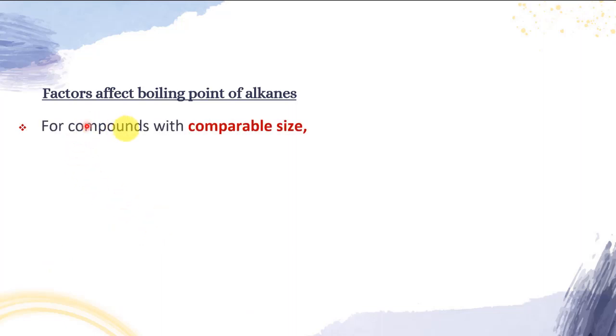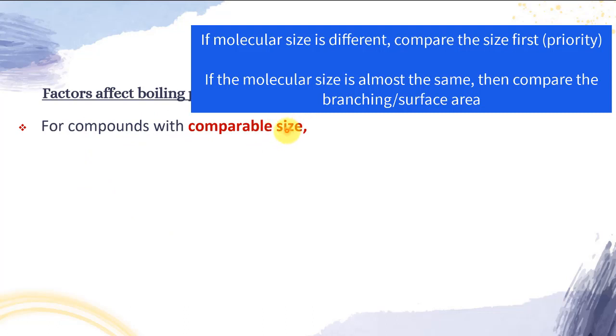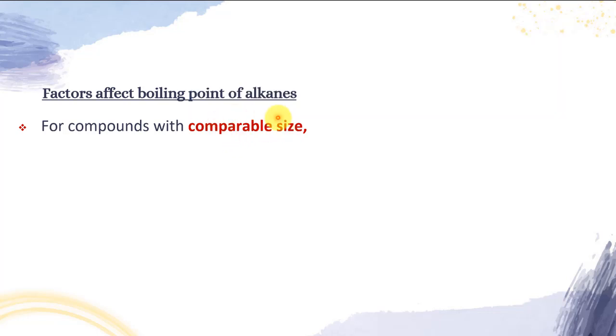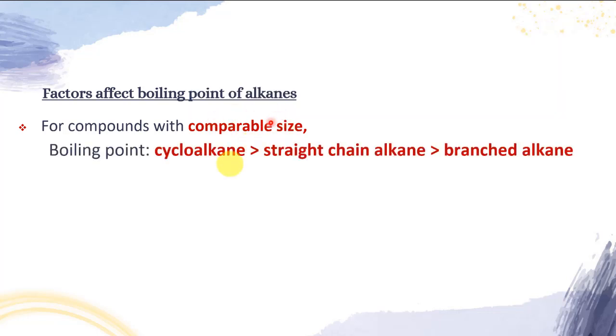So for the factors that affect the boiling point of alkanes, in short, for compounds of comparable size, first of all you need to check the size, of course. If the size is different, then the factor is based on the molecular size. But if the molecular size is the same, the boiling point will decrease in this order: cycloalkane will have a higher boiling point compared to the straight chain alkane, and that is higher than the branched alkane. The alkane with more branching will have a lower boiling point.